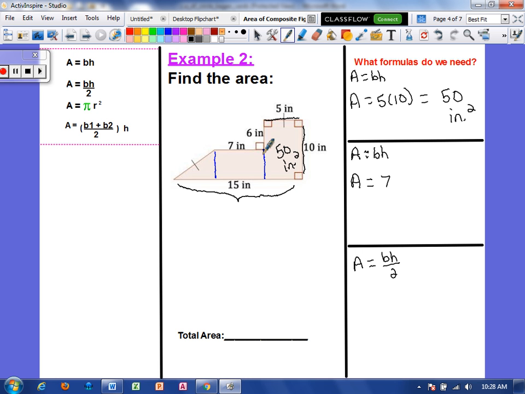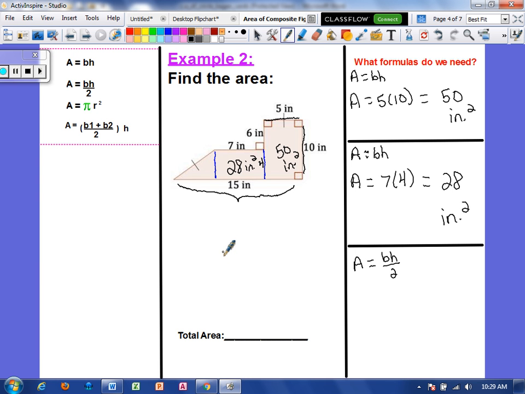Now the height, it doesn't tell us the height, but we do know that this entire side is 10 inches, which means that this entire side is 10 inches. So if this is 6, then this must be 4. So the height of this rectangle would be 4 inches, and 7 times 4 equals 28. And I'm going to write that inside the rectangle.